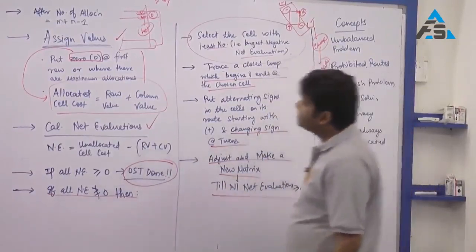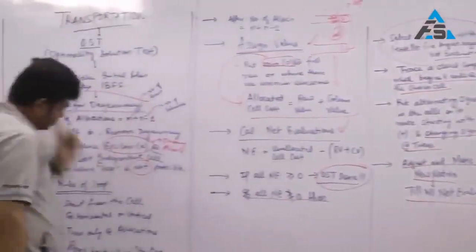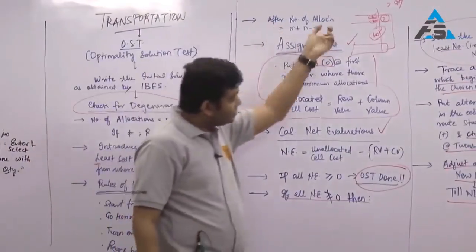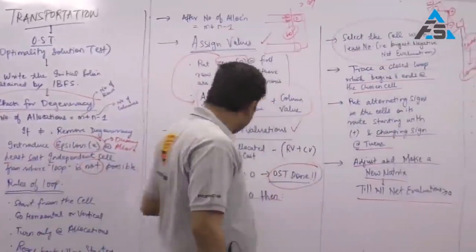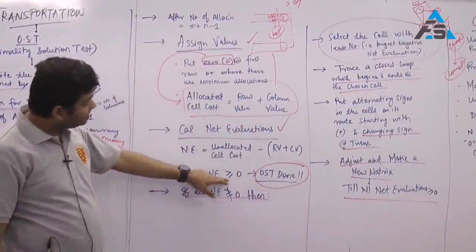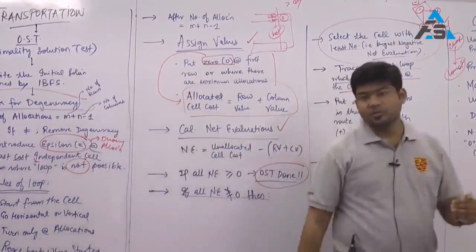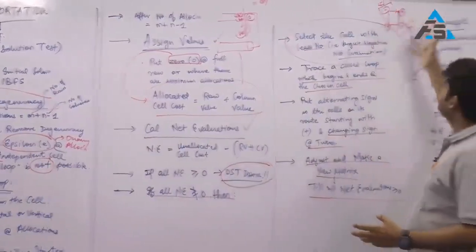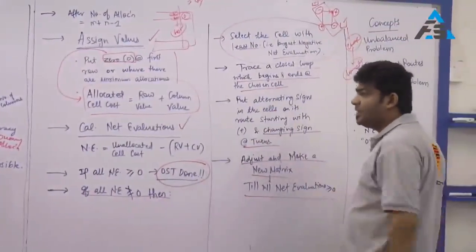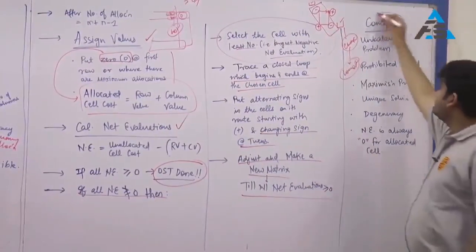Again we will start with the process of check for degeneracy, go on till the same procedure, assign values, then we will have net evaluation. Till all net evaluations are greater than or equal to 0, we will not say OST is done. So we will have to keep on making the new matrix based on this adjustment, and finally we will complete the transportation problem. Moving on to the concepts part.